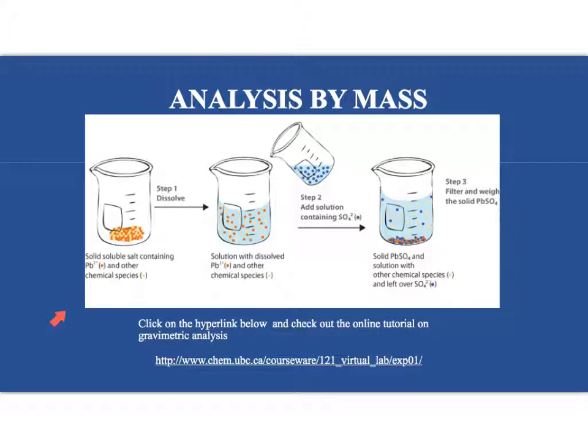We have a brief look at this diagram. So you can see that in step 1, we dissolve our solid, something like a lead something or other, with another chemical species. We put that in water, and so we see that we have our Pb2+ ions and the other chemical species. Then we want to add something with SO4 2-, so it's a sulfate, because we know that when we have lead and sulfate together, they form a solid. So we see that we have solid lead sulfate with the other chemical species and some leftover sulfate. And then what we do is we filter and weigh it out.